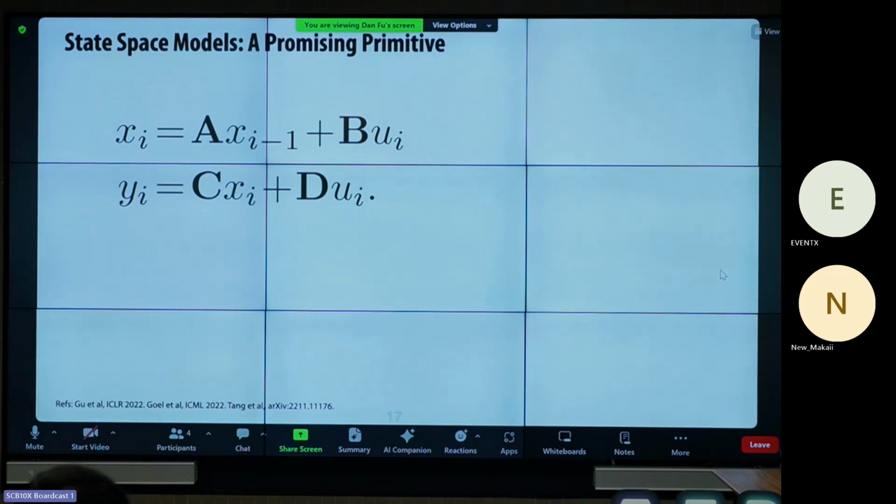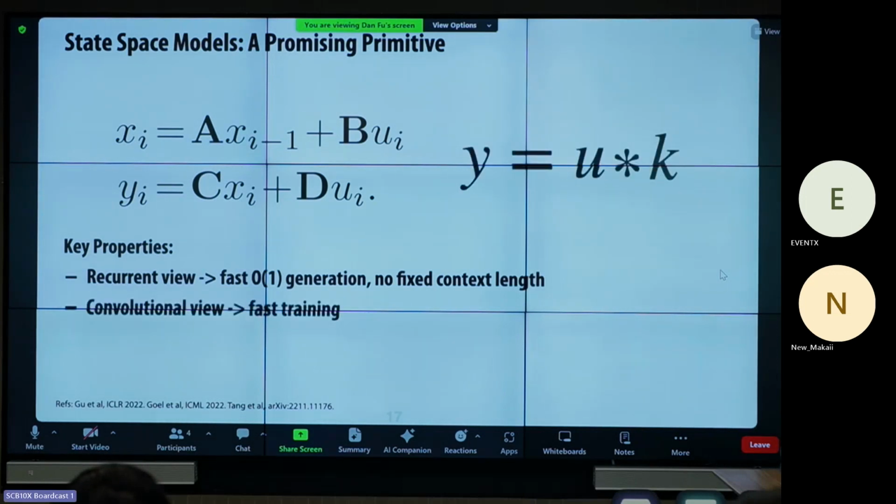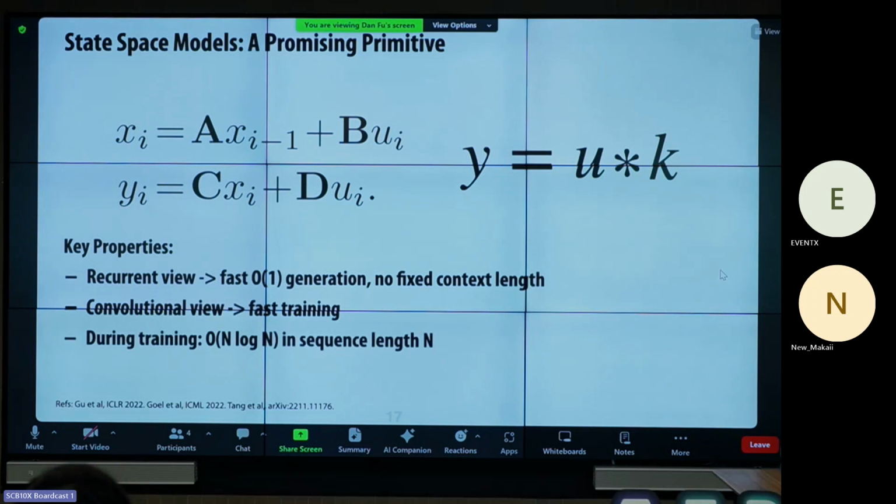A promising primitive that we focus on in H3 is this thing called the state space model. It's shown here briefly in its recurrent form. A few key properties of state space models: they have this recurrent view. So when you write them out like this, you can do fast generation, basically O(1) generation, with no fixed context. This is just a recurrent system, and you can run it for as long as you like. But you can also adapt state space models into a convolutional view, which is actually how we train them. The convolutional view yields fast training in n log n time.